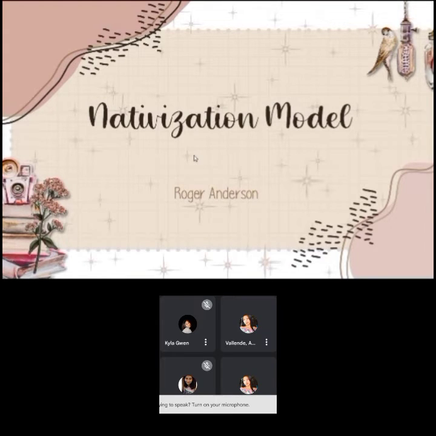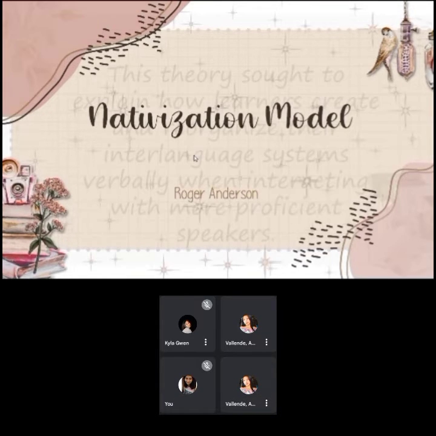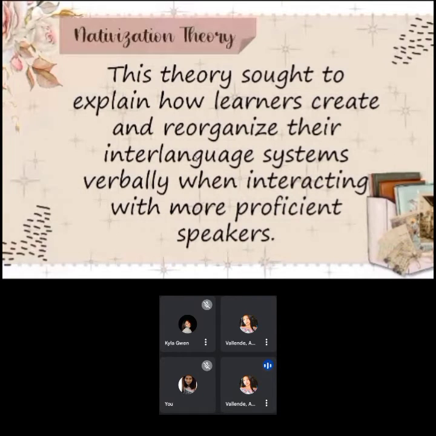Nativization model. Now, let's go to the next theory, which is the nativization theory by Roger Andersen. This theory sought to explain how learners create and recognize their interlanguage system verbally when interacting with more proficient speakers. So this theory is more on the development of interlanguage and, of course, as Selinker said, the bridge between our language 1 and our proficiency in our language 2.